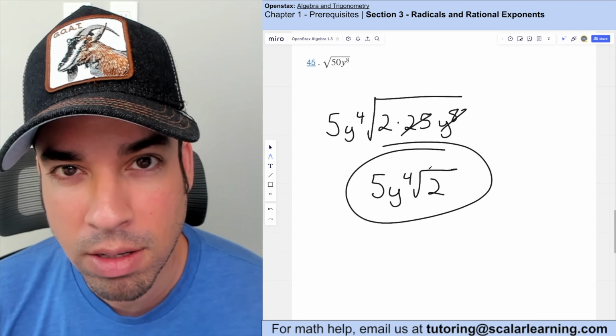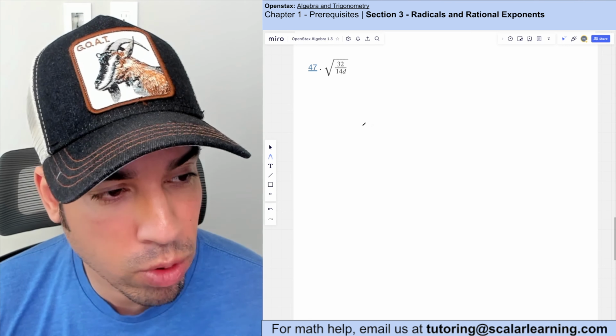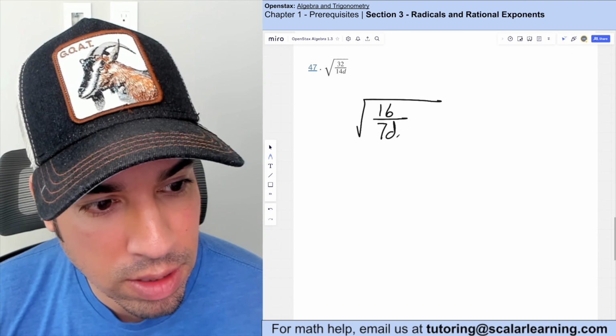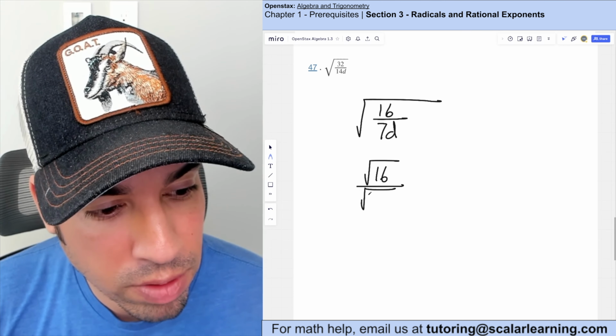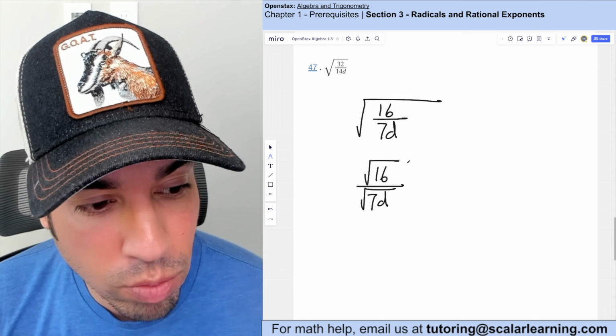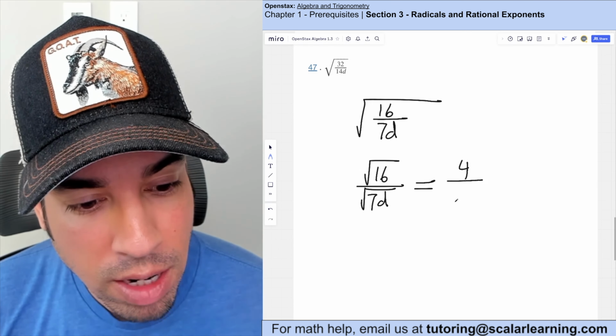Boom, done. So first things first here, I'm going to simplify this fraction by dividing 32 and 14 by 2, and we get 16 over 7d. So I'm going to split this up as square root of 16 over square root of 7d, and we can always split it up like that. That is not a violation of any rule. So then I'm going to say the square root of 16 is 4, and on bottom we have square root of 7d.